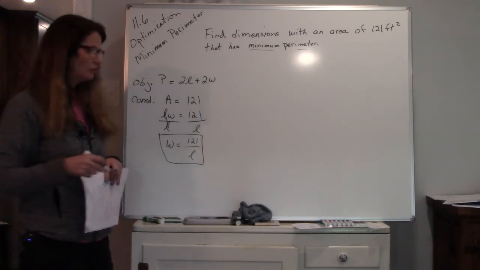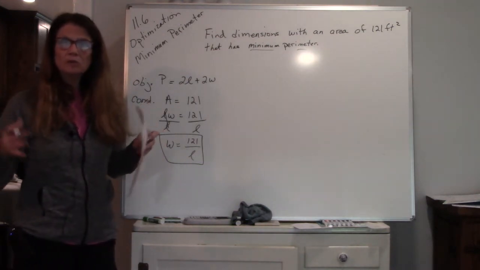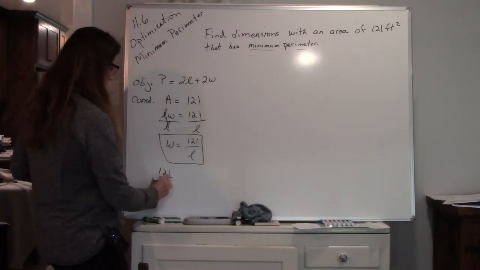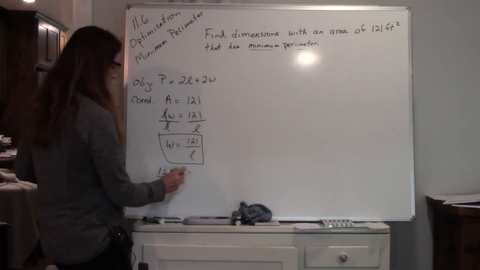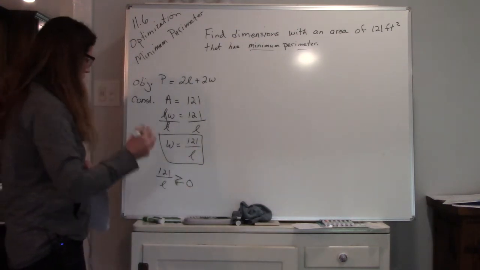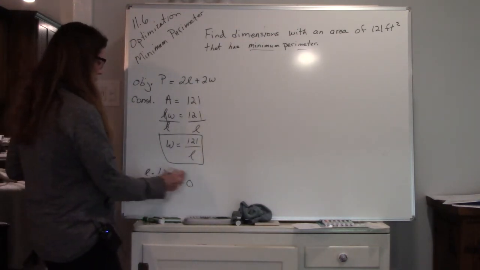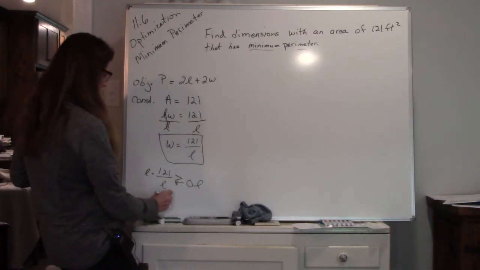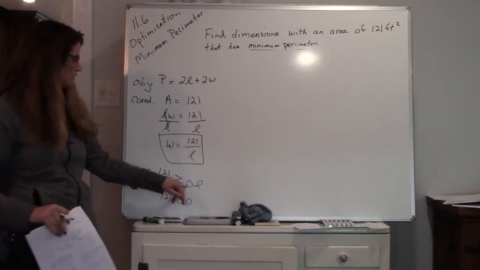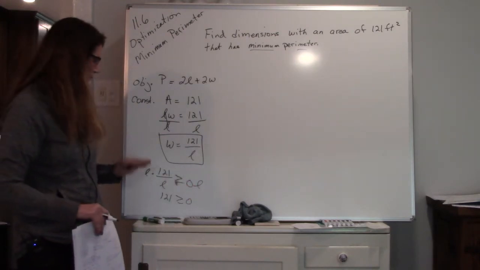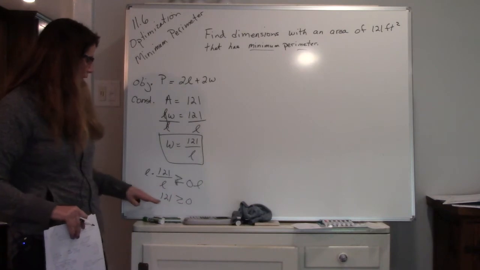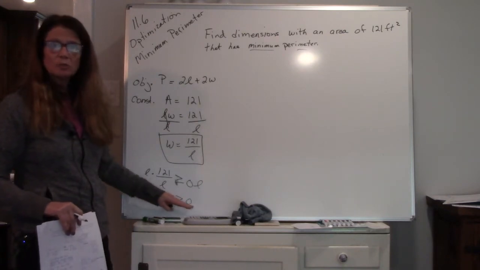And now what we want to do is find out what the domain restrictions are. Well, in the past, what we've done is we've set our constraint to greater than or equal to 0. So if I just go through the process, I'm going to multiply both sides times L, and we end up with 121 is greater than or equal to 0, because 0 times L is 0. Well, we have a problem, right? We have a problem. This is a true statement, so we're good here.